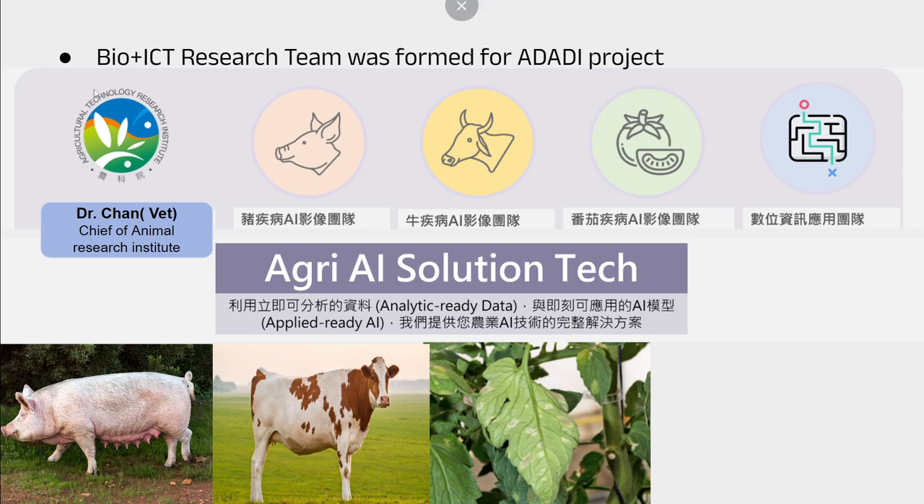So in A3, we formed a bio ICT research team. Our team is involved in swine, 就是猪啦，猪疾病, pig disease, and cow disease, 乳牛专门炸乳的, dairy cow, and also tomato disease. And I played the role of project manager or product manager, whatever. It's a very complicated and very exhausting job. The lead of this project is Dr. Chen, 我们动物所的所长. Okay, so we want to develop an agri AI solution because now we have a lot of data, but those data need to be cleaned up and standardized, so that the AI model team can use the data to train the AI model.